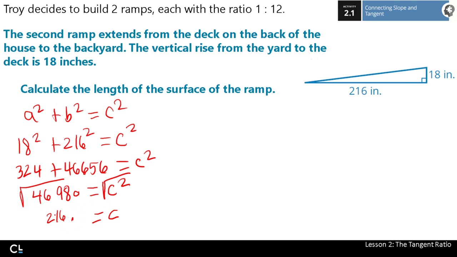So in our calculator, we have 216.7487024, right? So if we round to the second decimal, it's really going to be 216.75. There's our answer. 216.75. Awesome. Let's keep it cruising.